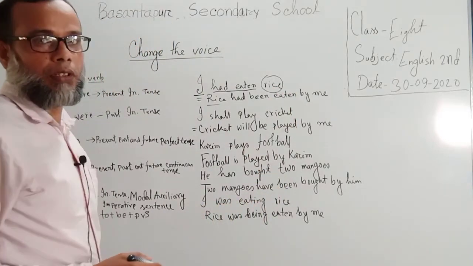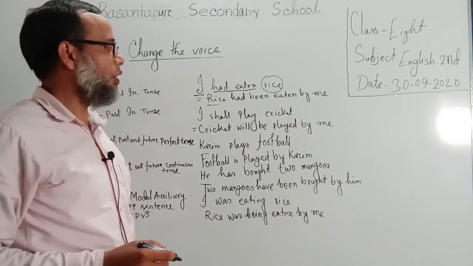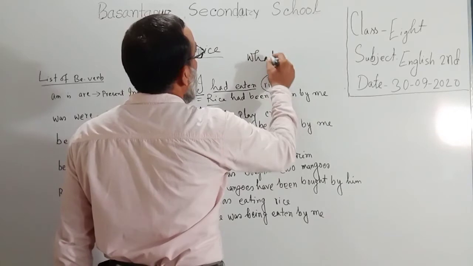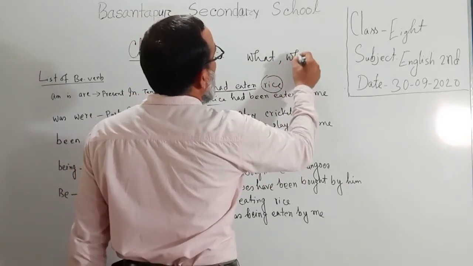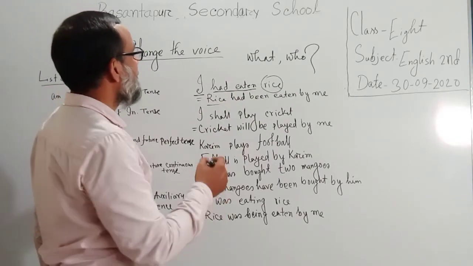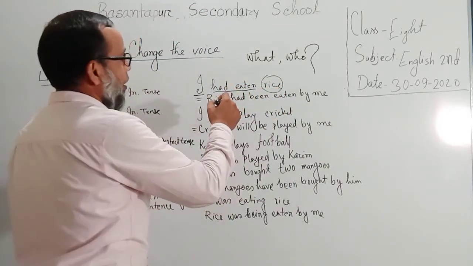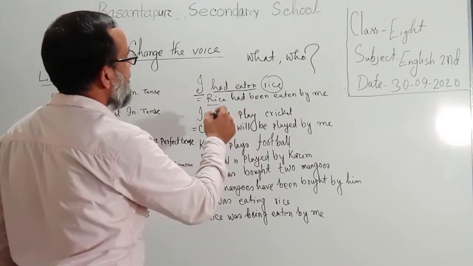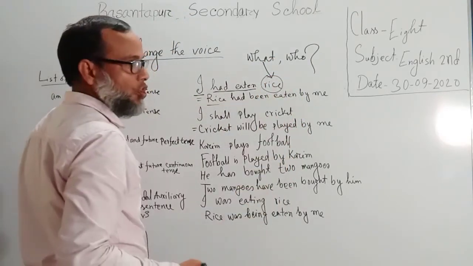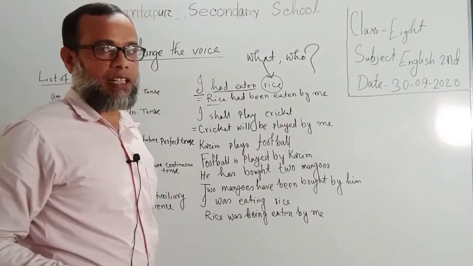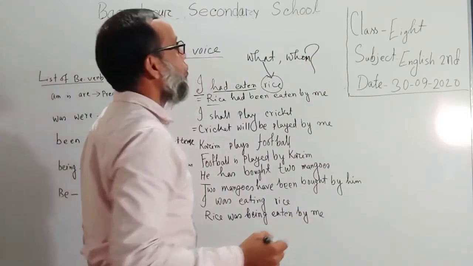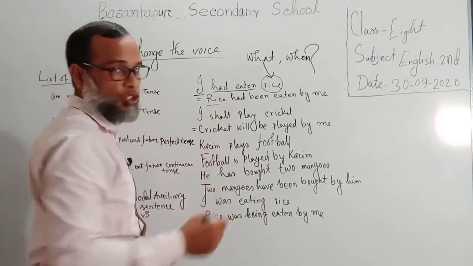Or if we don't understand what the object is, we can ask the main verb what and who. If we ask, I had eaten rice, who had eaten rice? I. What did I eat? Rice. So rice is the object. If we ask what or whom, the answer must be the object.